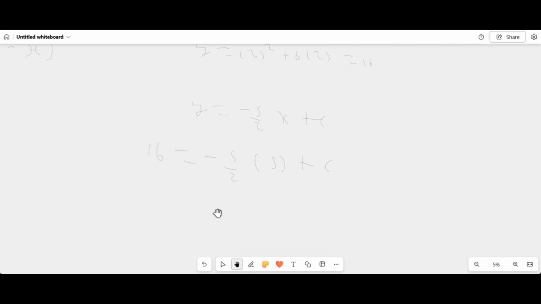Then obviously, times the 5 there, bring it to the other side, you're going to get 57 over 2 is equal to c. So therefore I can write that out. I can write y is equal to minus 5 over 2x plus 57 over 2. And then times everything through by 2, you get 2y is equal to minus 5x plus 57. And obviously add the 5x to the other side, so you get 2y plus 5x is equal to 57.